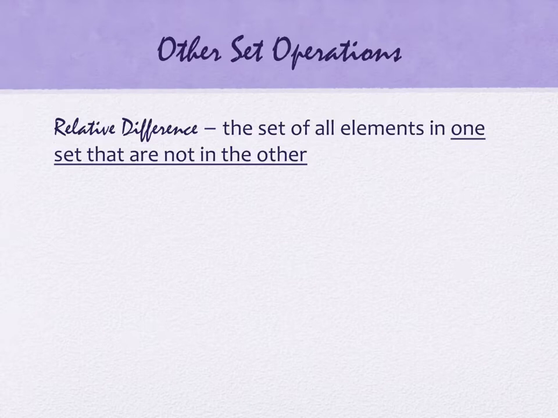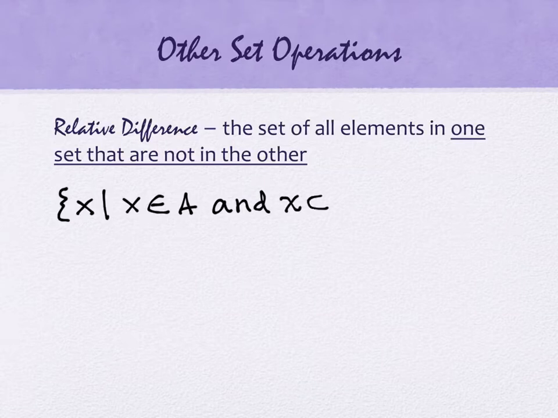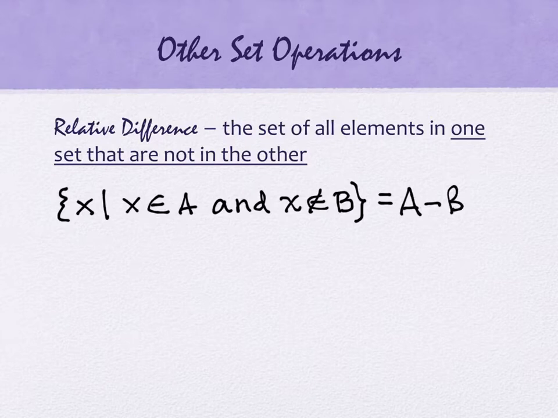Okay, so the notation for that in set builder notation is: this is all the x such that x is an element of A and x is not an element of B. And notationally, this looks like subtraction, A minus B. So we take all the stuff in A and we physically remove something from it.